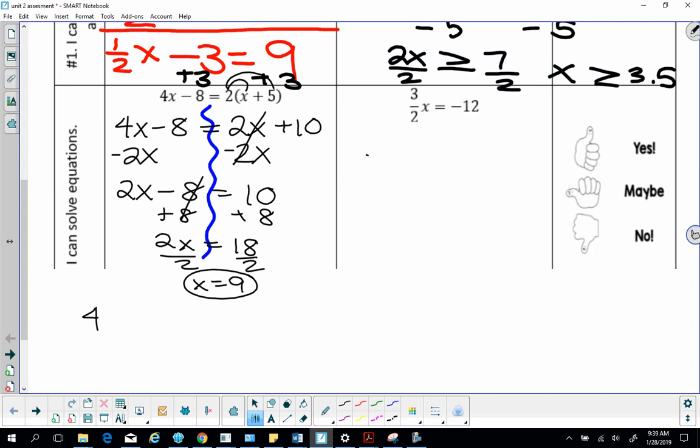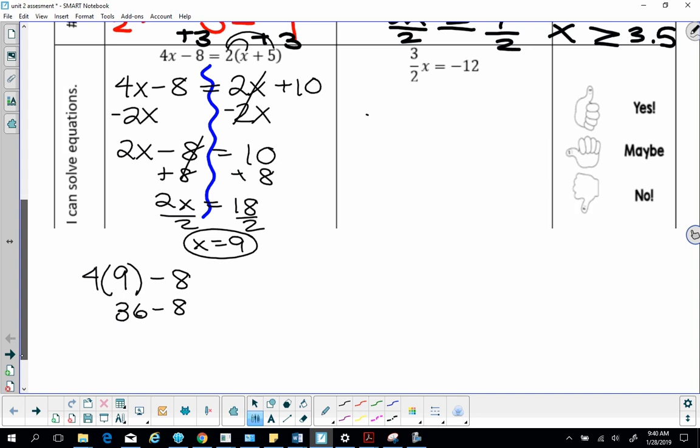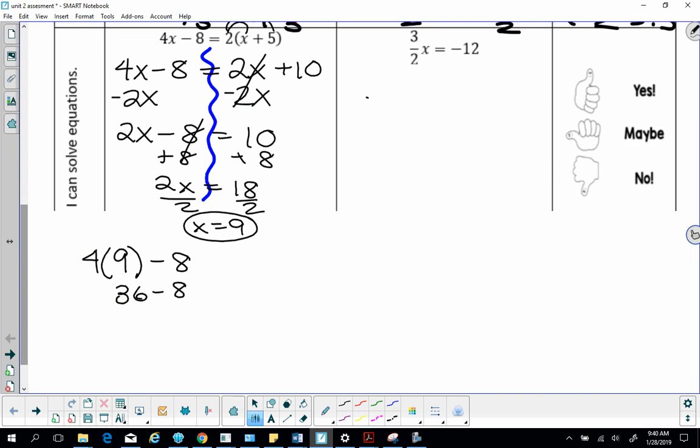What do I do with my answer? Plug it in, right? So I could take my answer, and instead of x, I'm going to plug in 9. And I'm going to put this right into my calculator. If you were to put this in your calculator, you would get 36 minus 8, which ends up getting you what? Put it in your calculator. 28. So 28 on that side.